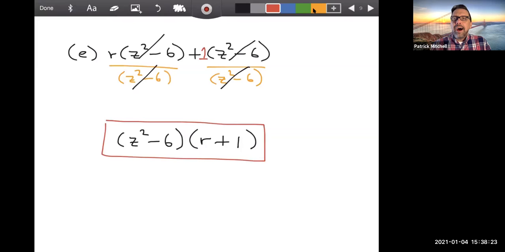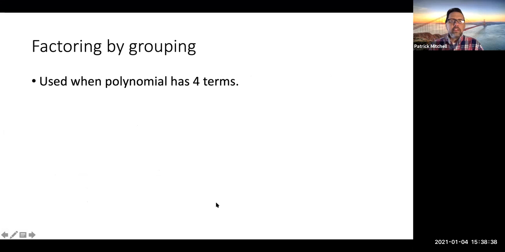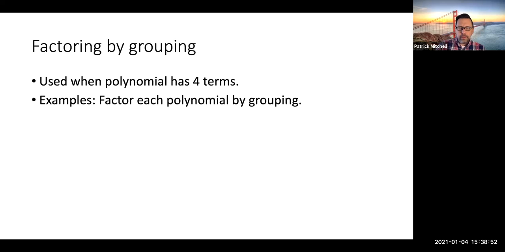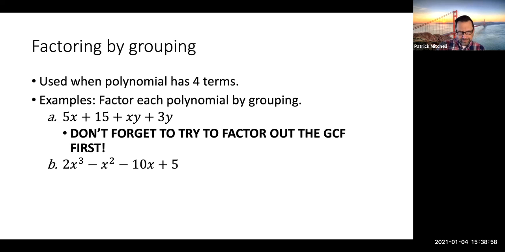All right, almost done. Section 6.1. So now we are ready for actual factoring by grouping. Factoring by grouping is usually used when a polynomial has 4 terms. Sometimes your polynomial is going to have 2 terms, 3 terms. If it has 4 terms, think about grouping. All right, so here are my 3 examples. And again, I'm reminding you, try greatest common factor first.